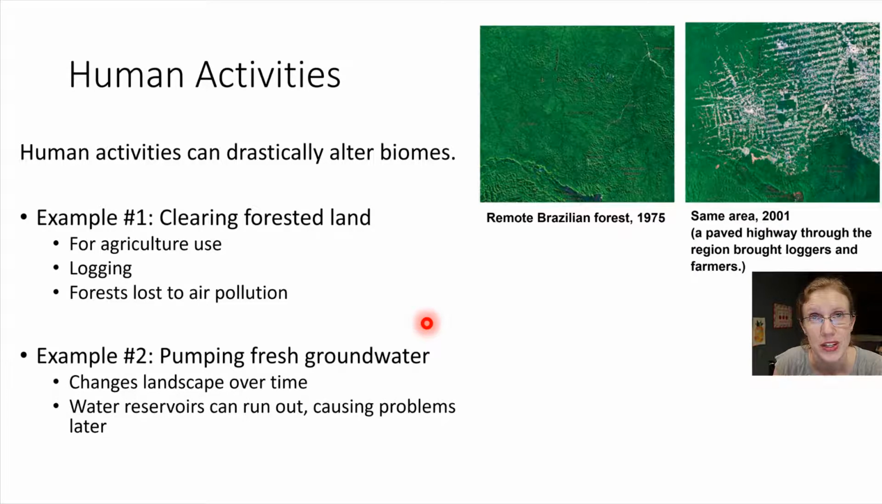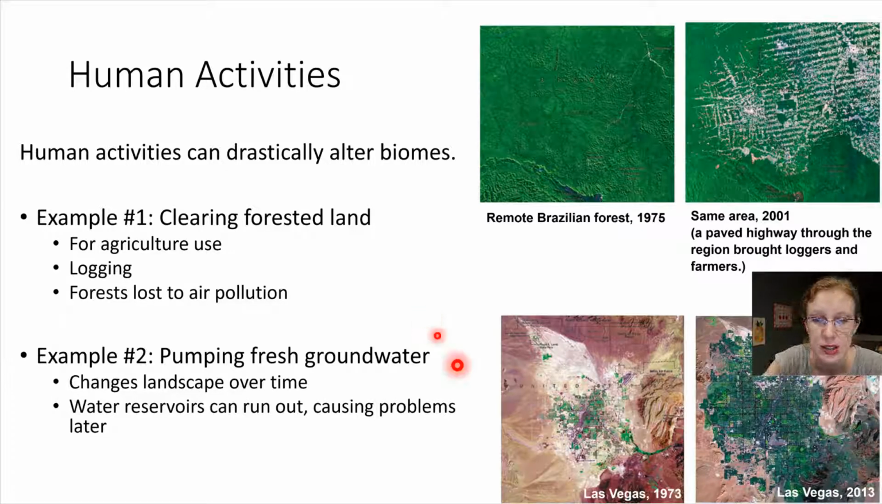So for this one, a picture of Las Vegas. This is Las Vegas in 1973. And then the population grew pretty substantially over the next couple of decades. And here's Las Vegas in the year 2013. So just look how much more green this area is. That's due to watering plants, residential lawns, for example. And so very much changed from what it used to be.